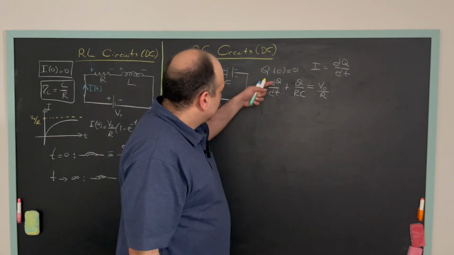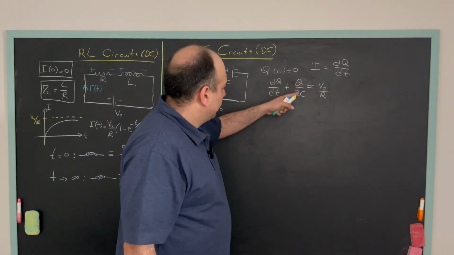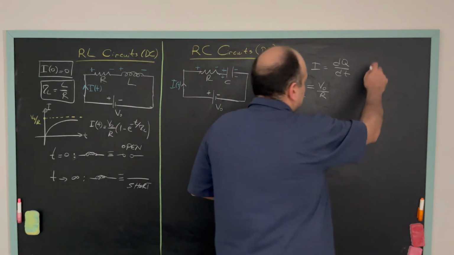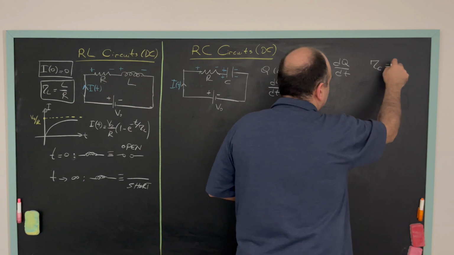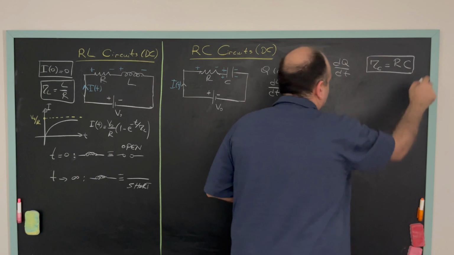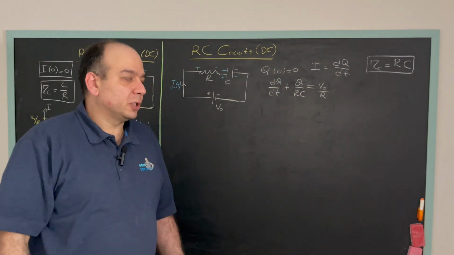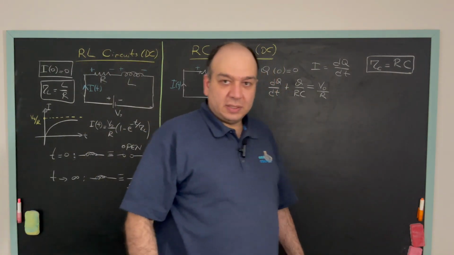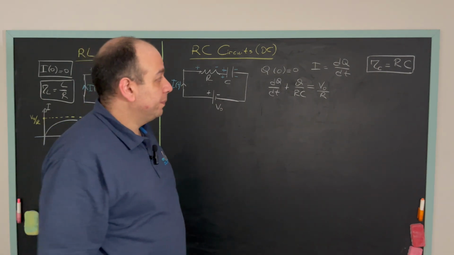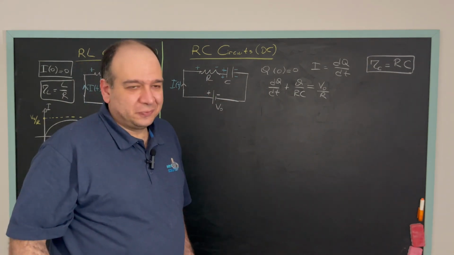Like we did before, this is Q over T, which has the units of current, Q over RC. So RC should have the units of time, right? So we will define the time constant for an RC circuit as R times C. So this is a typical measure of how fast this capacitor is going to be charged, right? So if RC time constant is large, it takes longer time for this capacitor to be fully charged, okay? If RC time constant is small, it charges so fast, okay?